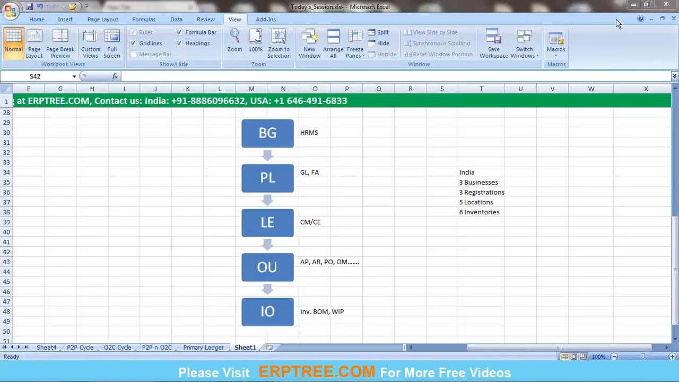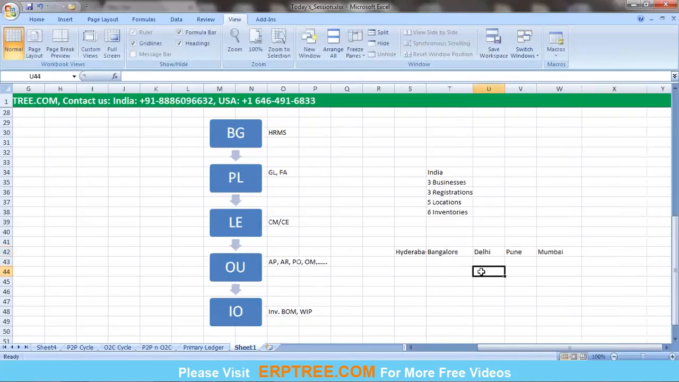Fine. Done. Now the point is, yes, 5 locations, yes, 5 operating units. Even if you have 5 locations, you may not require 5 operating units. That completely depends on the business. Say for example, the 5 locations I'm going to take: Hyderabad, Bangalore, Delhi, Pune and Mumbai. So say a client is operating the business in these 5 locations.